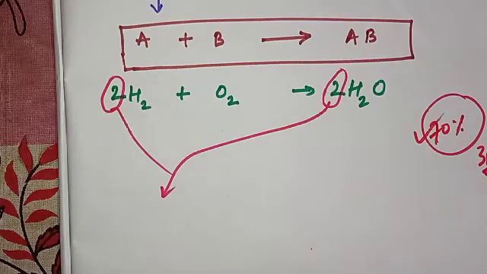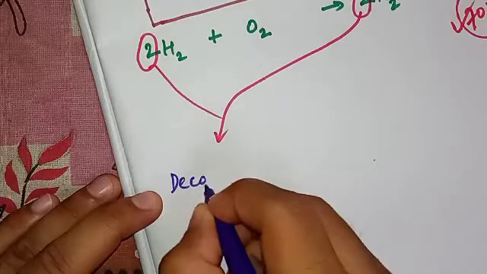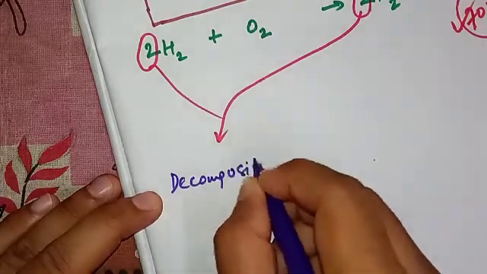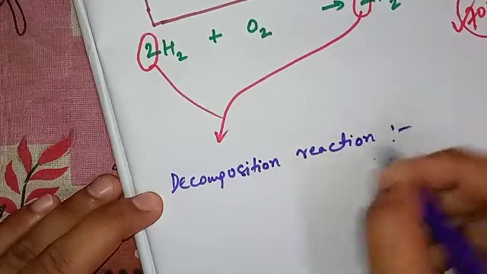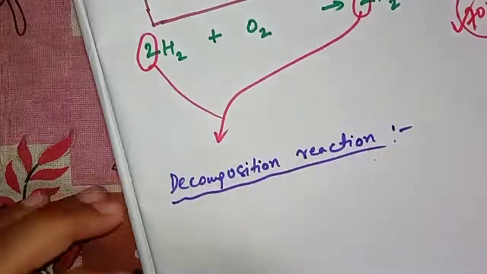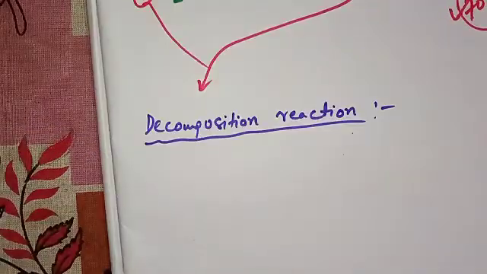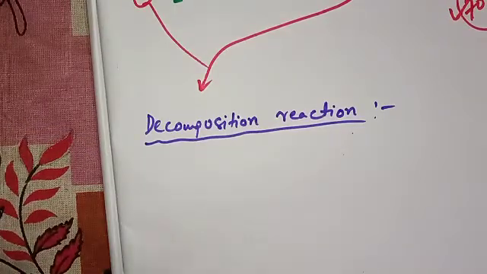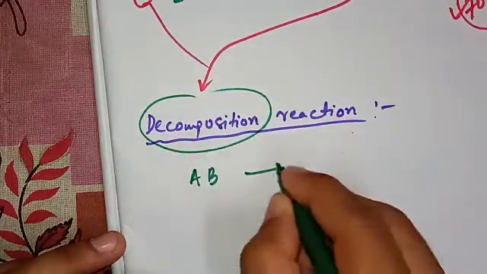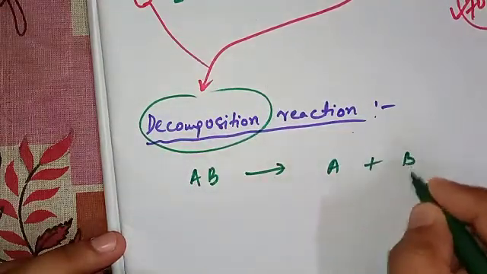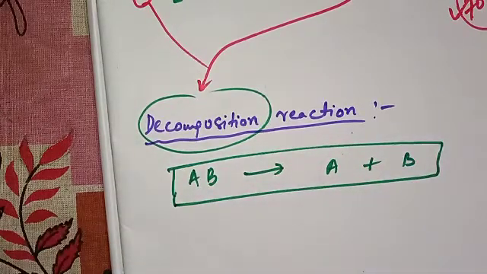Very easy. Now let us go to the second one, that is decomposition reaction. If you know the meaning of the English word decompose, tootna, to break, galna, into parts, then you can understand this one very easily. That is, AB will break apart into A plus B. This is what the basic structure of a decomposition reaction looks like.